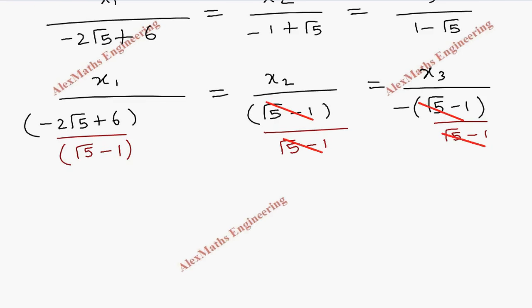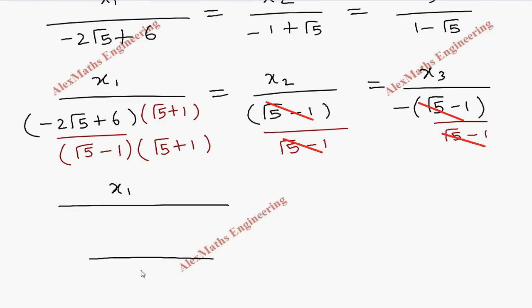But here we have to simplify this. So we multiply with its conjugate, which is root 5 plus 1, in both numerator and denominator. Now coming to the simplification, x1 by, so the denominator is a plus b into a minus b, so a square minus b square. But here we have to expand everything. So minus 2 root 5 into root 5 is minus 2 into 5.